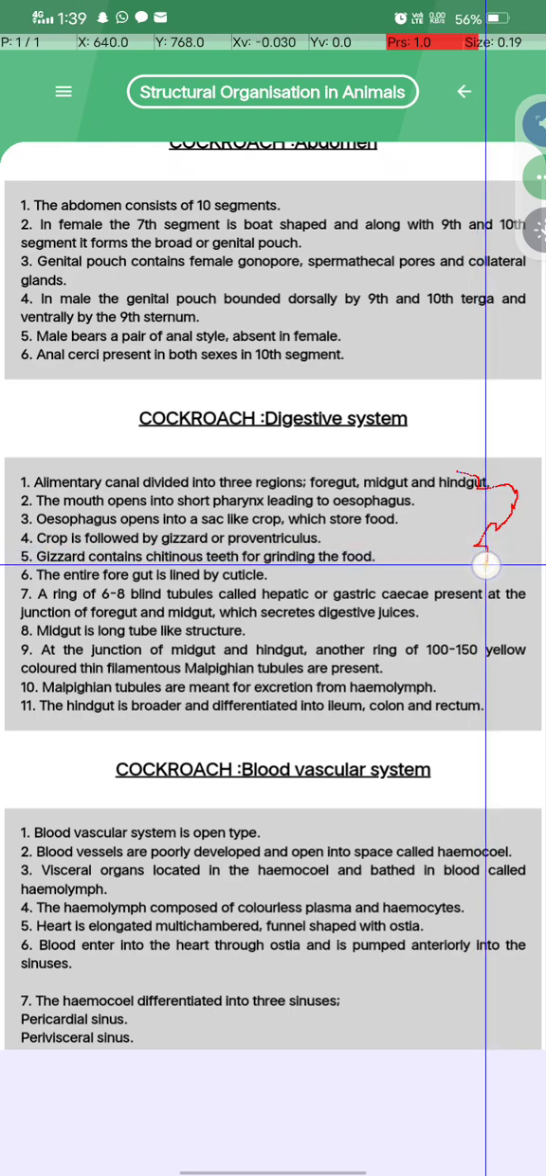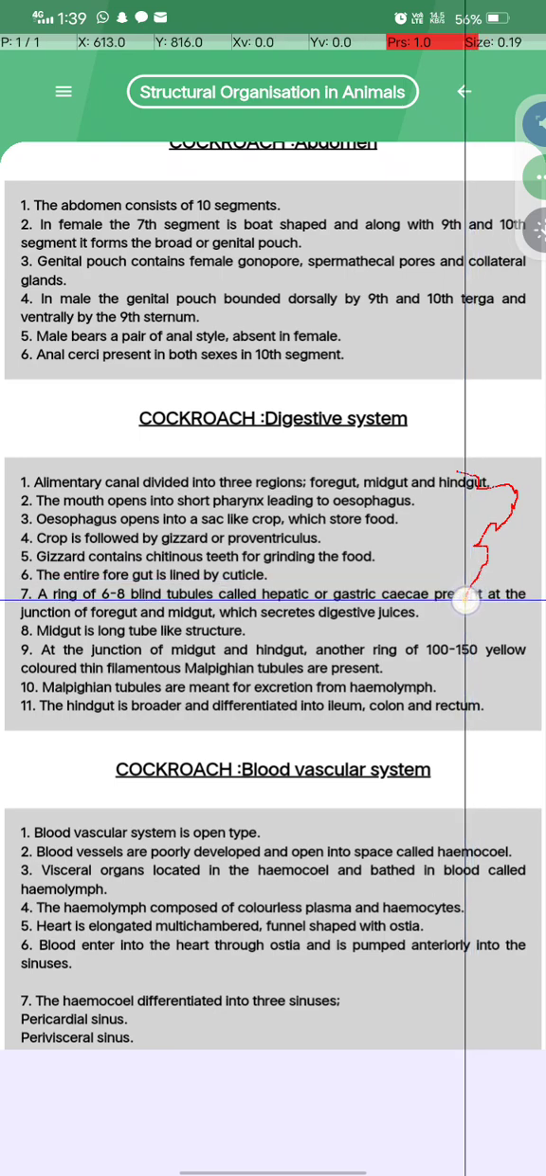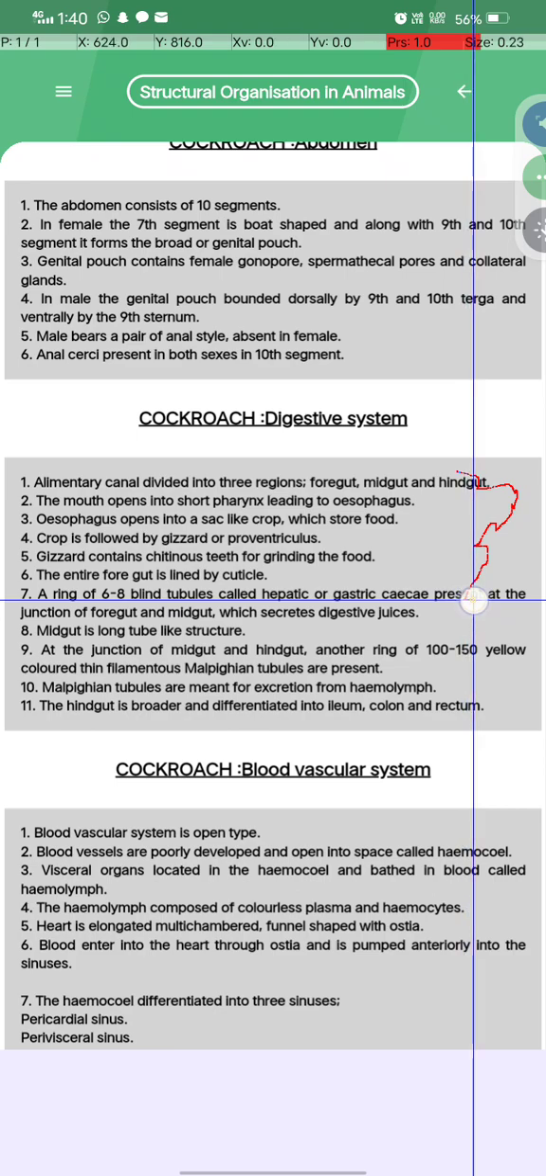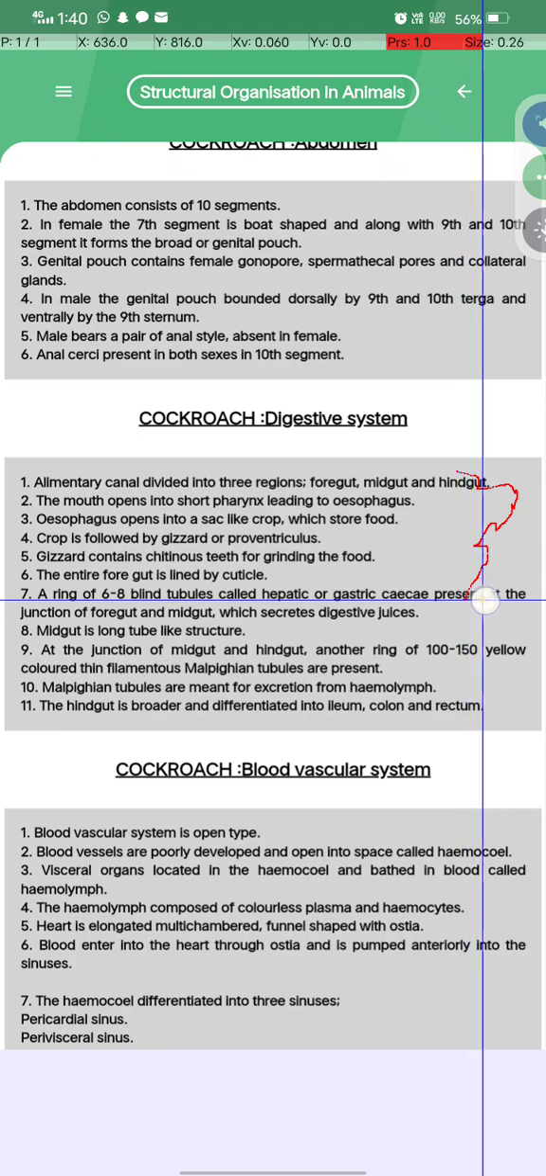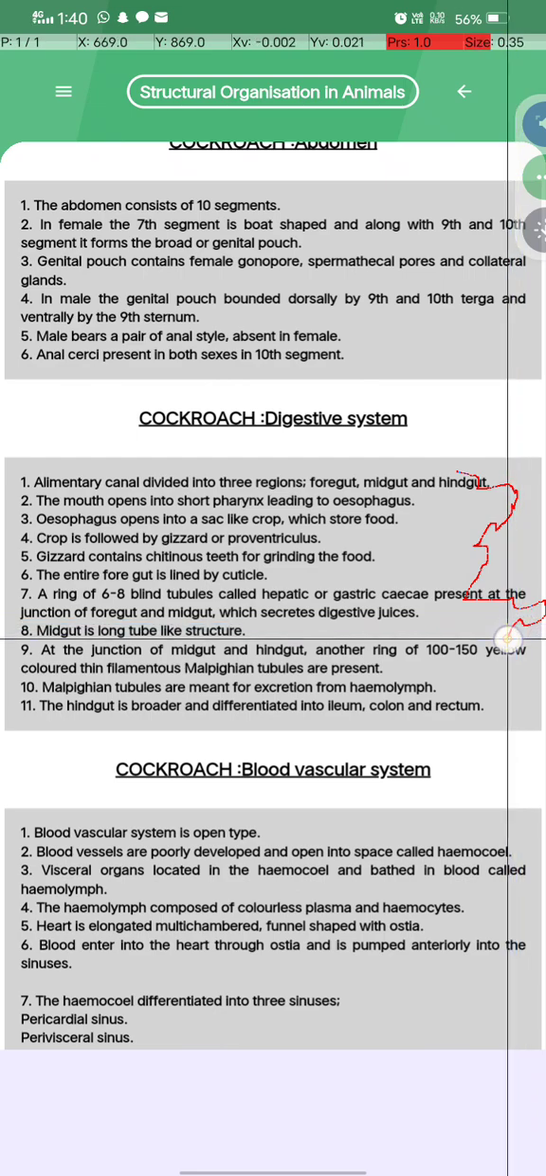and the gizzard contains chitinous teeth for the grinding of the food. The entire foregut is lined by cuticle, and a ring of 6 to 8 blind tubules called the hepatic or gastric caecae is present at the junction of foregut and midgut, which secrete digestive enzymes.